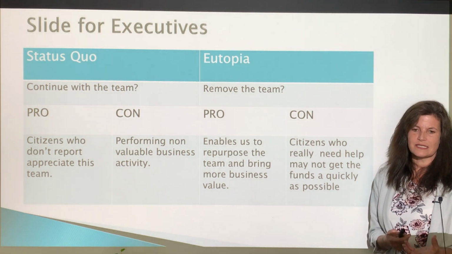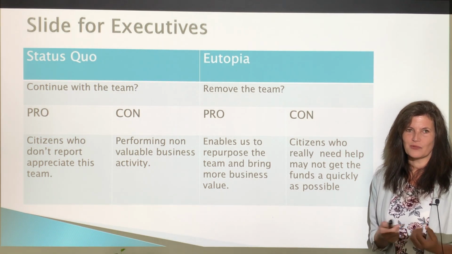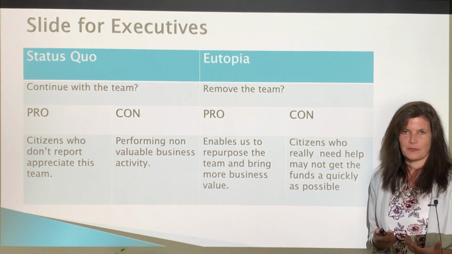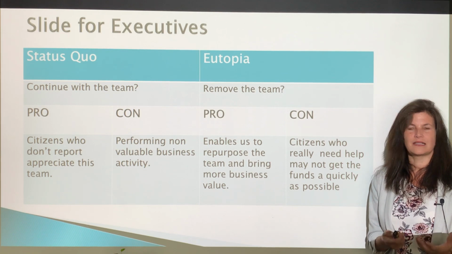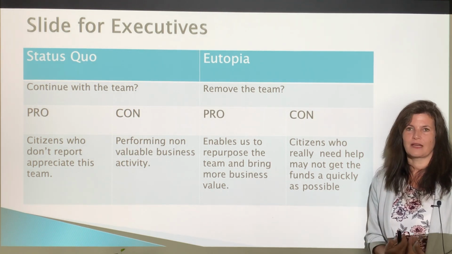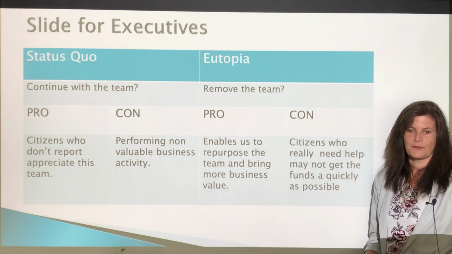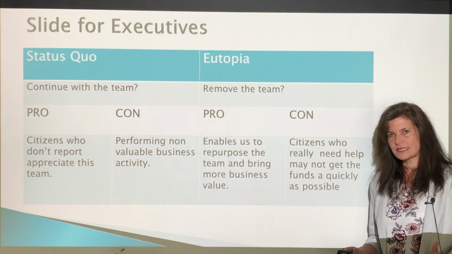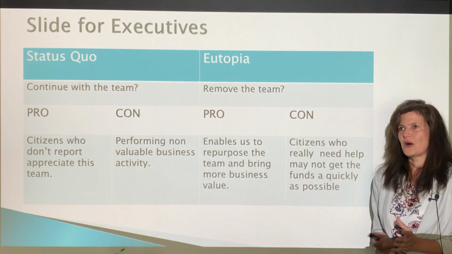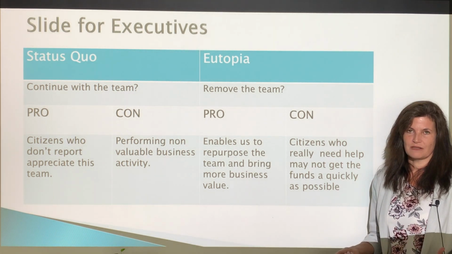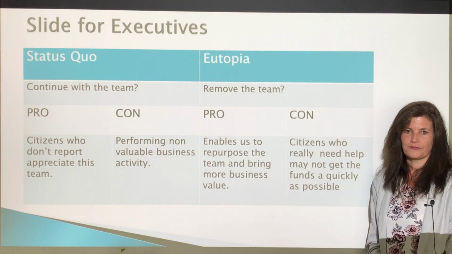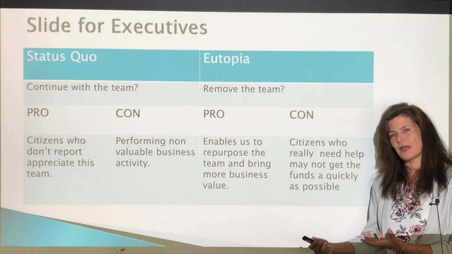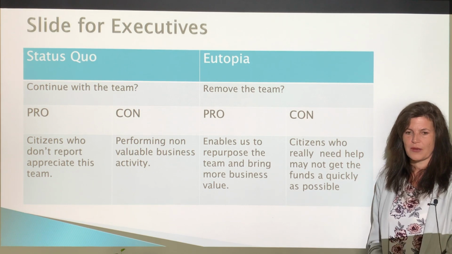So the con is the citizens who may really need the help may not get the funds as quickly as possible, because if you are now telling them that they have to go report before they can even come for help, that could take some time. But again, our designs would be aware of this, and what we could do is build a transition step in there to accommodate this. But it's knowing how far we want to take it, and then what the executives are concerned about.